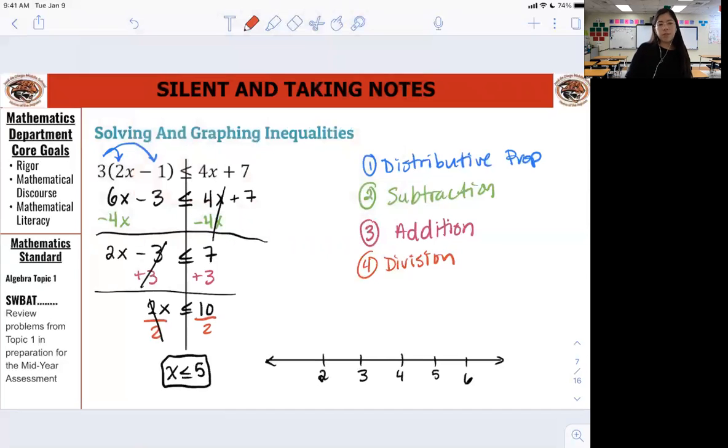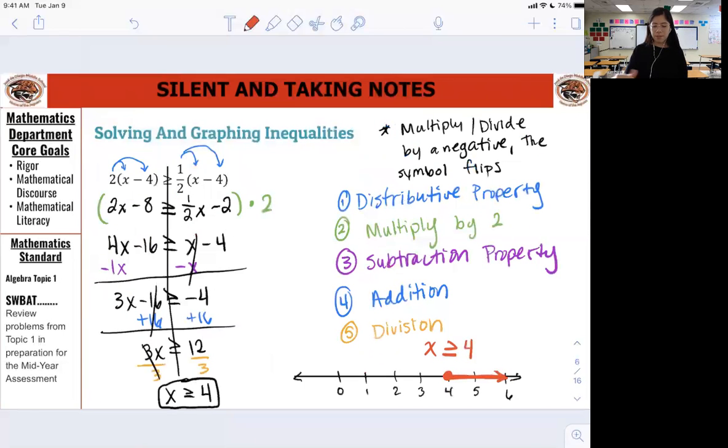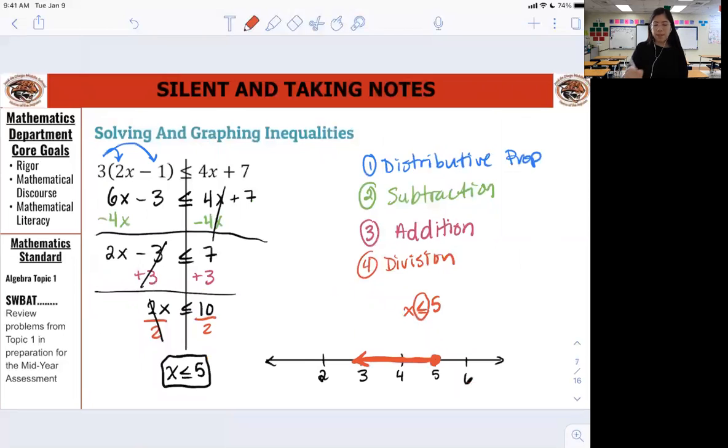Open circle or closed circle? Closed circle. Pointing to the left or to the right? Left. X is less than or equal to 5, so left. We should know that because the arrow is pointing to the left. Yeah, and that's a little trick you can also use. This symbol is pointing to the right, so my arrow also points to the right. And over here, this symbol points to the left, the little tip of it is to the left, so my arrow can also go to the left. That's a good little trick to remember.